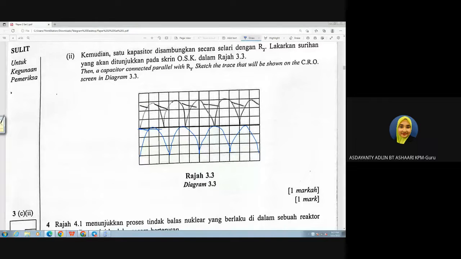Okay. Tapi sebab kita ada apa? Kita ada capacitor. So capacitor is connected. So what is the function of capacitor? Capacitor functionnya to smoothen. Smoothen the waves. To smoothen the current. Okay, so bila smoothen dia jadi straight.